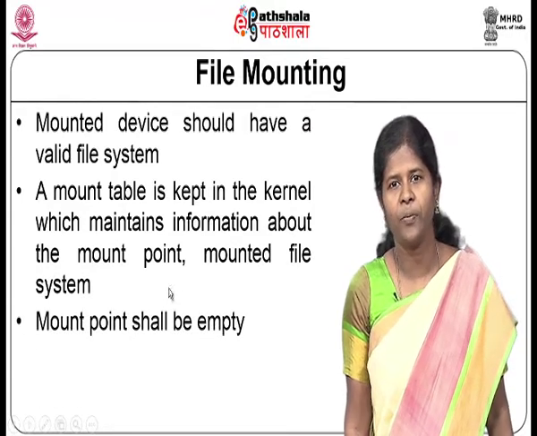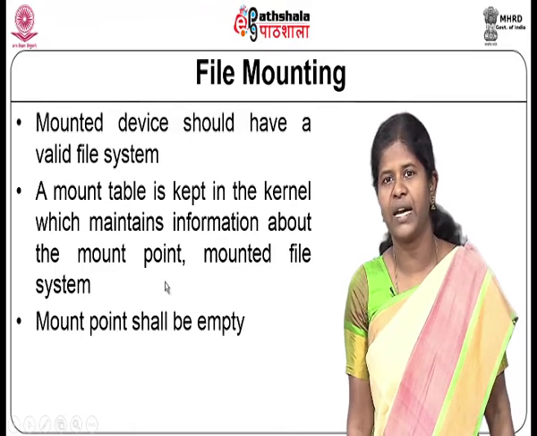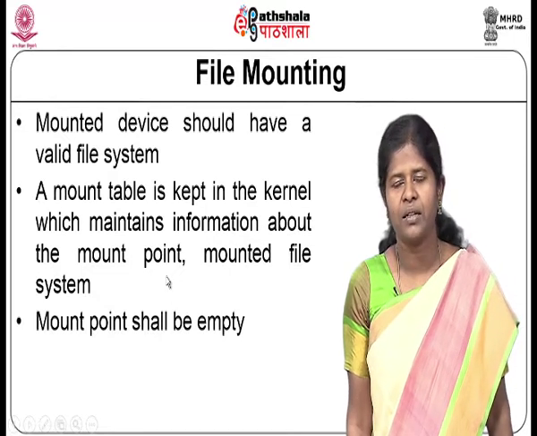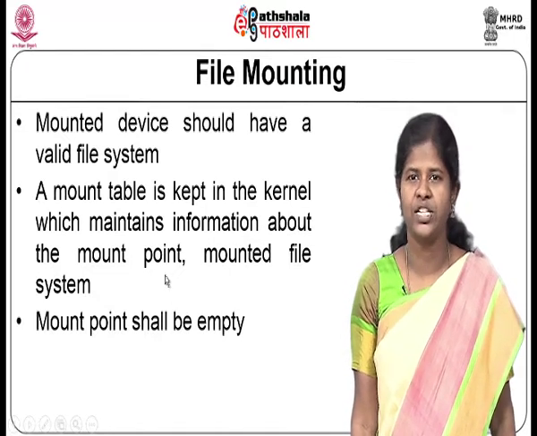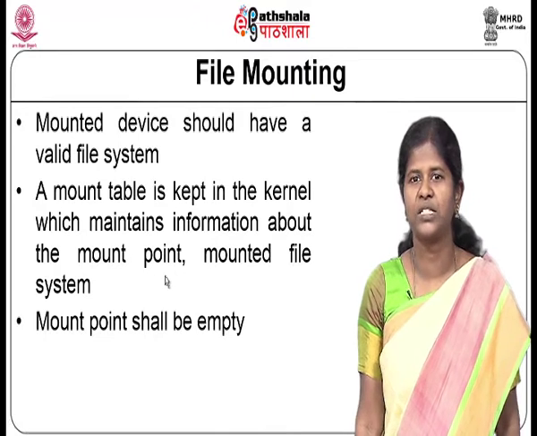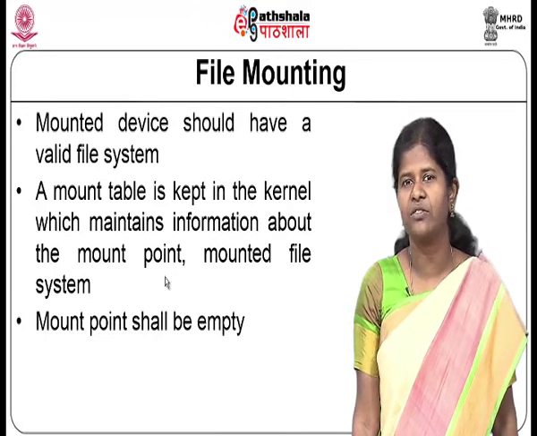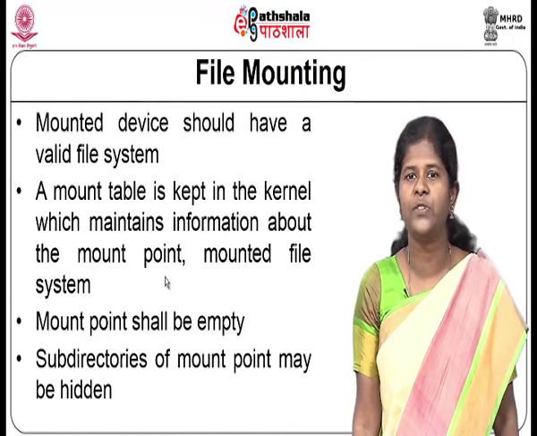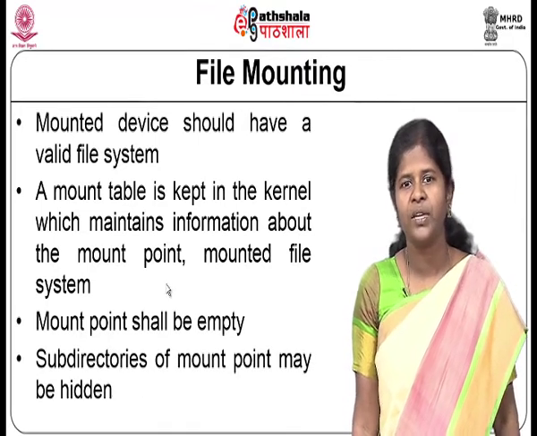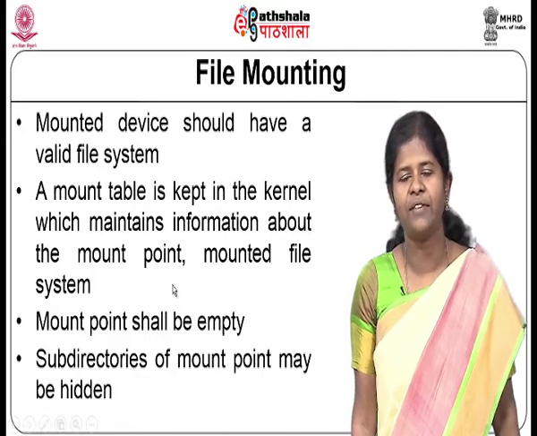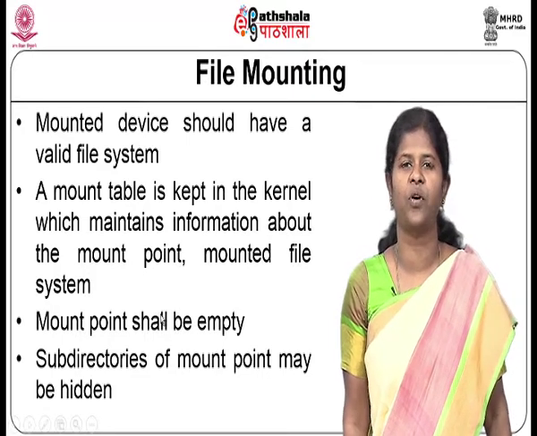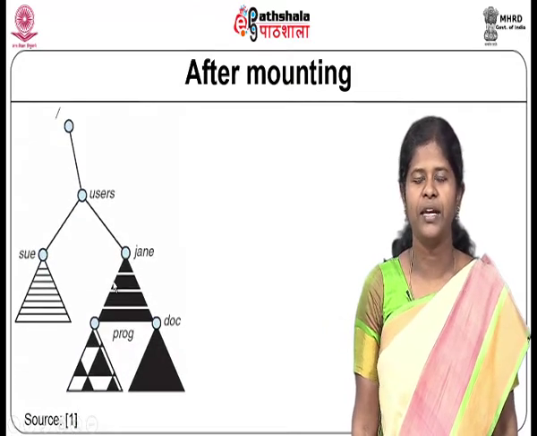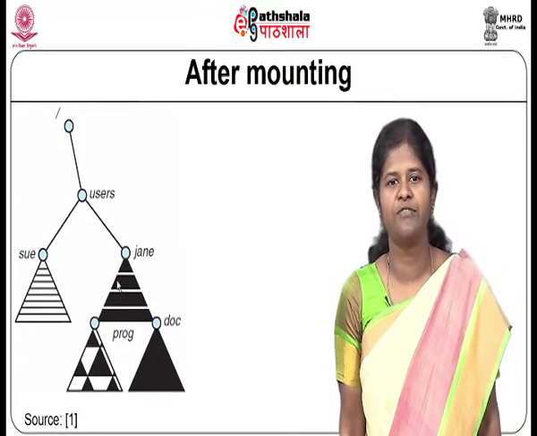And the mount point to which you are logically attaching this mounted file system can be empty. Then if it is empty, after attachment, beneath that mount point directory you will have this new file system's directories. It need not even be empty, as we saw in the example now. If it is not empty, then after mounting, the subdirectories of the mount point may be hidden. So, we will see how the file systems will be seen after mounting.